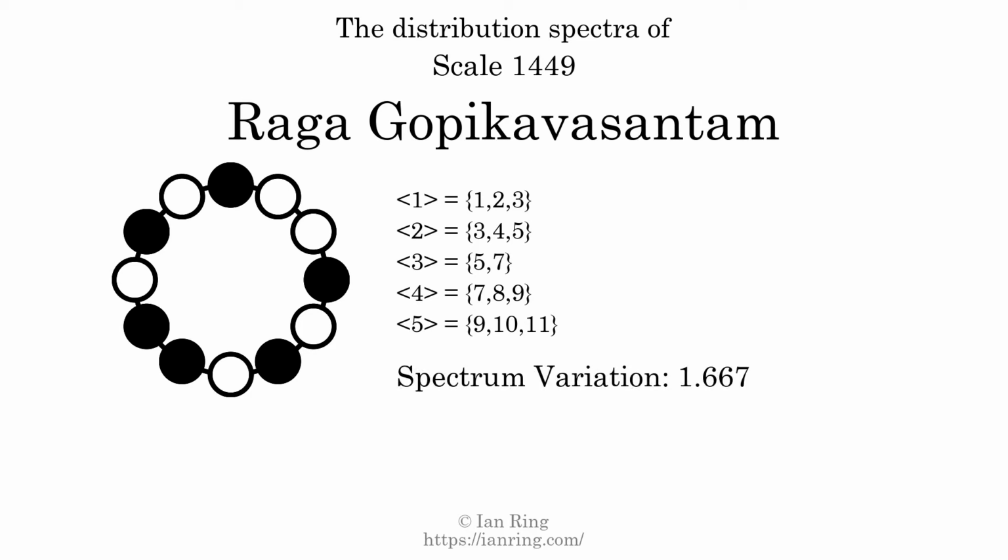The spectrum variation is the sum of all the widths, divided by the number of tones. The spectrum variation of this scale is 1.667. Since the variation is greater than 0, this indicates that the scale is not perfectly even. The highest spectrum width is 2.